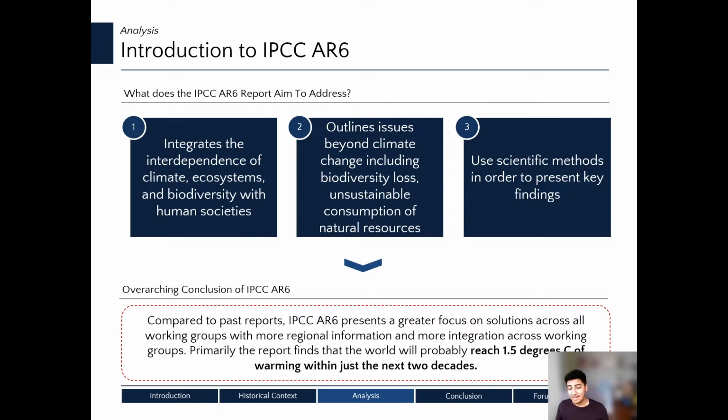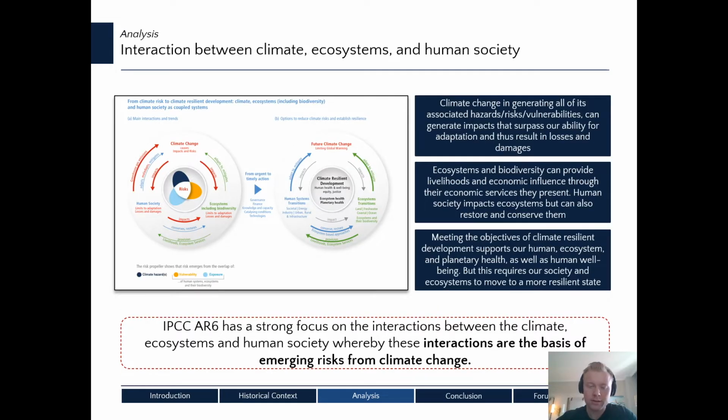And so, one of the key findings and one of the most concerning findings of this report is that the world will probably reach 1.5 degrees of global warming within the next 2 decades, which is extremely concerning. In the Paris Climate Agreement, countries signed on to hold global warming to below 1.5 degrees, through all of time. And so this is definitely a very concerning finding of this report. So now let's take a closer look at the IPCC and what exactly it's trying to tell us.